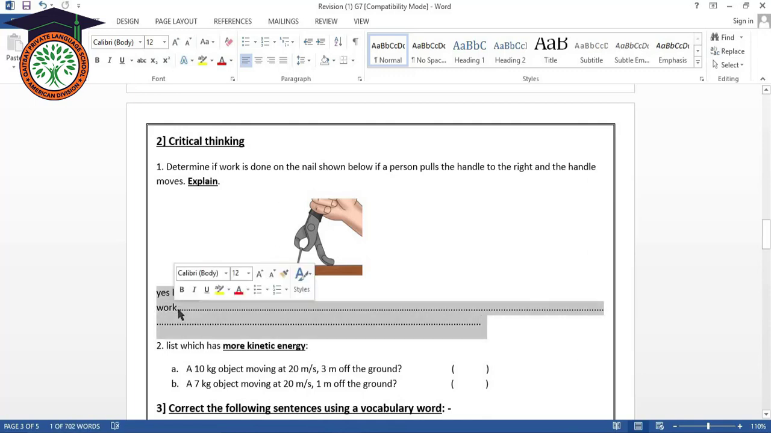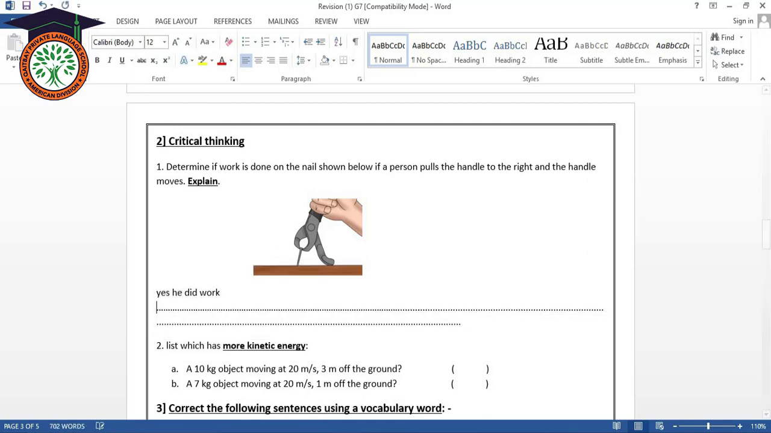So the answer here will be because the nail moved a distance. Okay, so this will be the answer for the question.